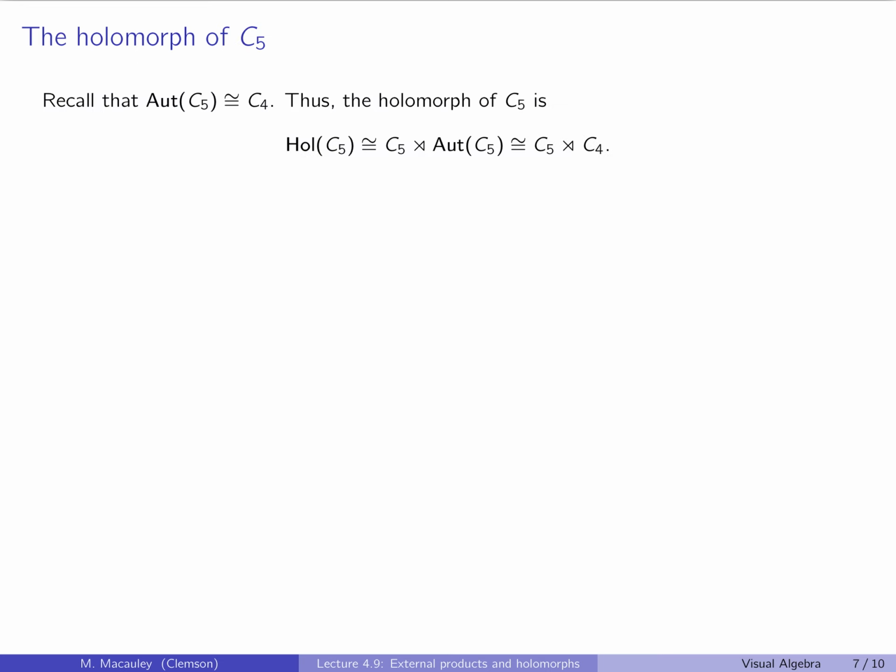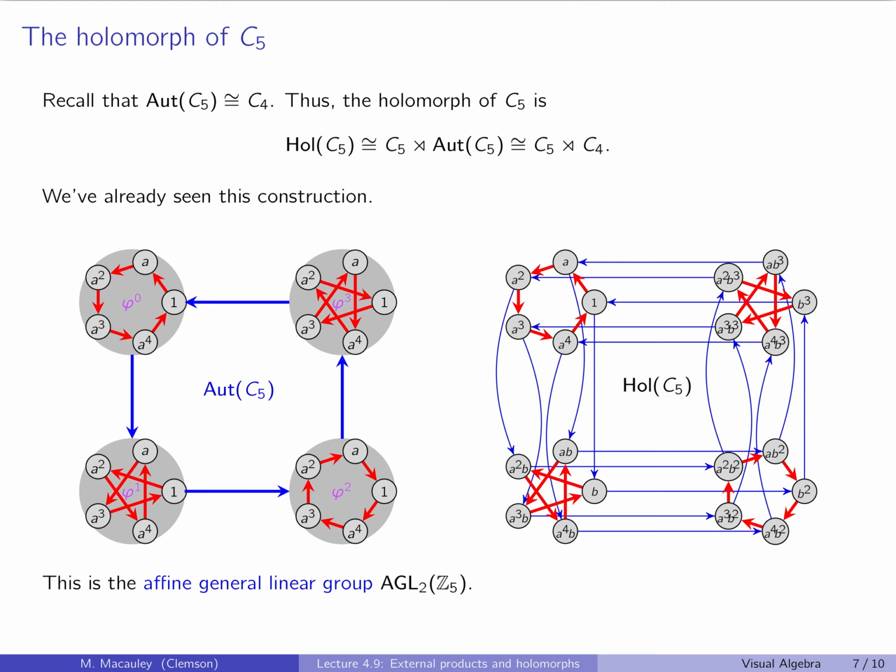Let's do some more complicated examples, but I think these will actually be a little more familiar to you. So recall that the automorphism group of C5 is isomorphic to C4. So the holomorph of C5 is just a semidirect product of C5 with C4. And we've already seen this construction.